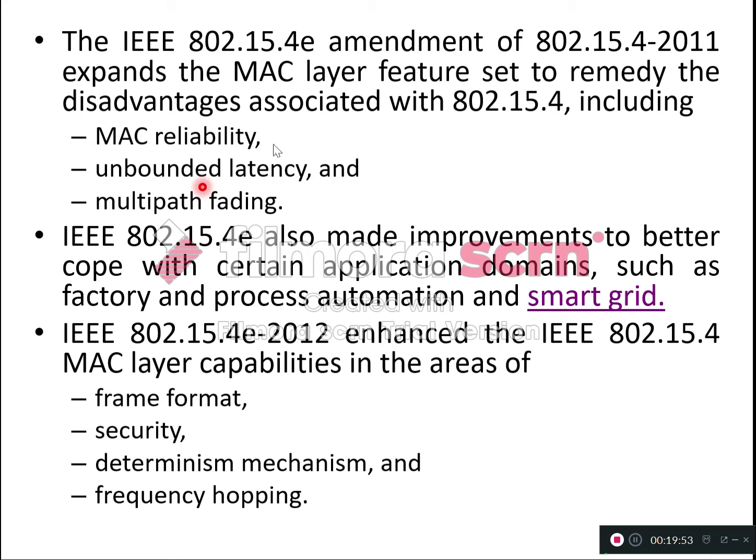There was no threshold for the latency. So these drawbacks are addressed in 802.15.4e by expanding the MAC layer.